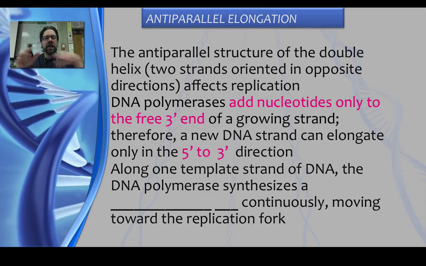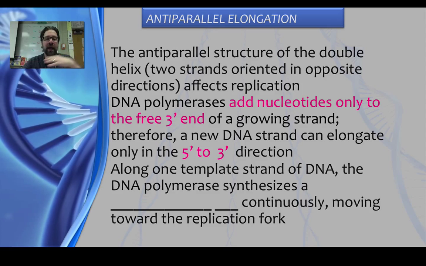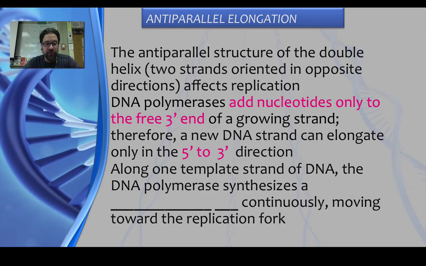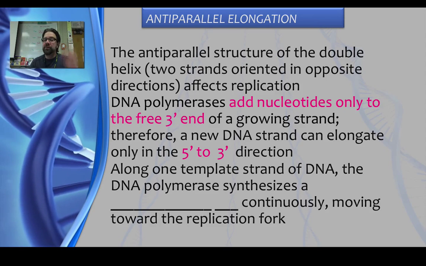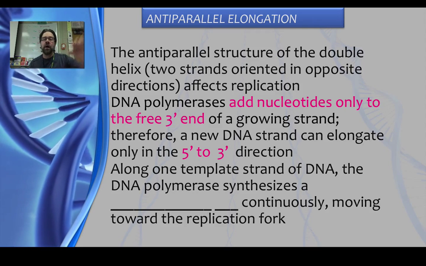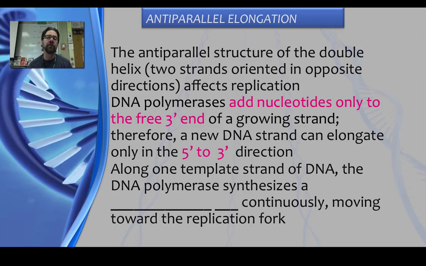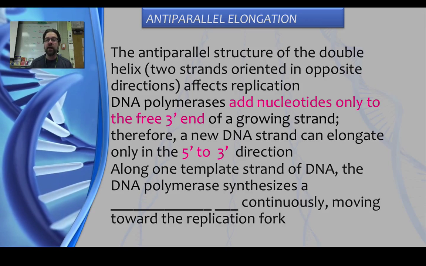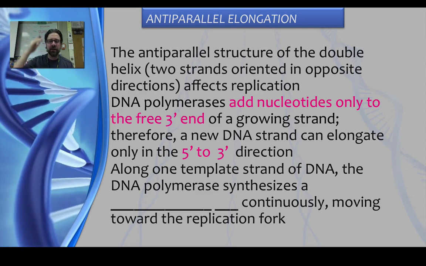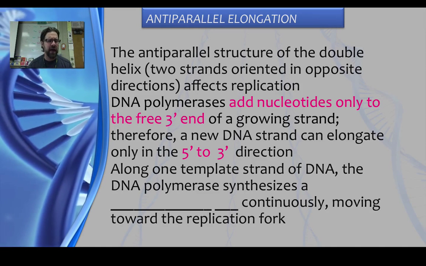So we need to bring back into the picture the idea of anti-parallel elongation. What's going to happen is that on one of the strands, and we know they run opposite to each other, you're going to have a continuous movement of that key enzyme that adds the nucleotides. And on the other side, we're going to have kind of a disjointed, fragmented way of adding it.